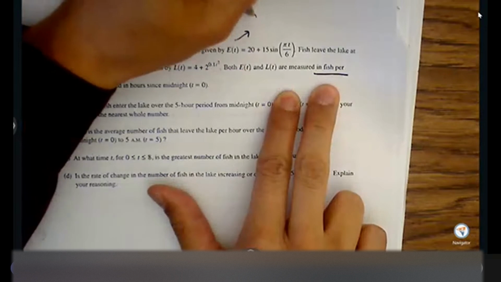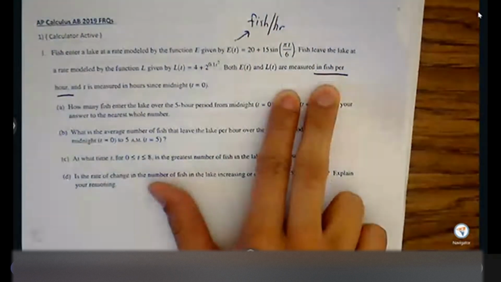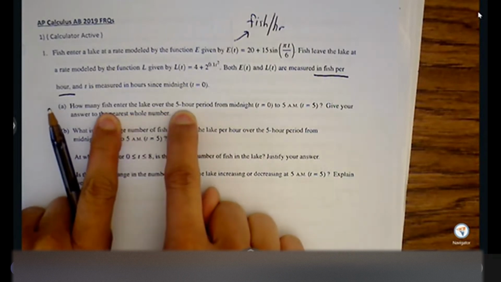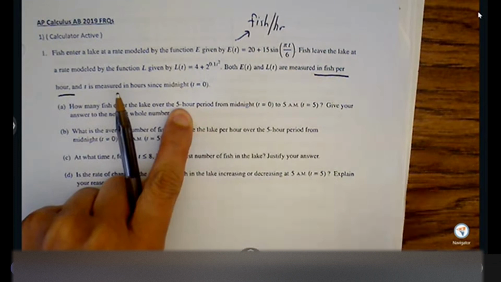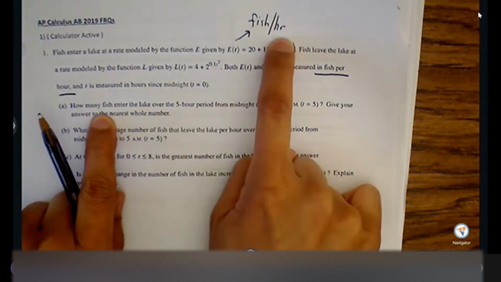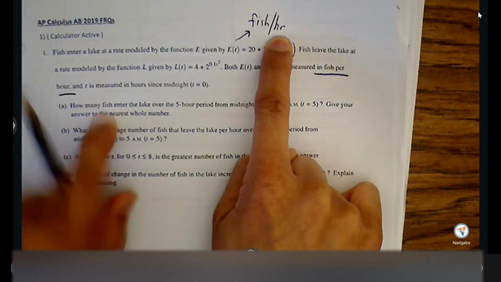All right, so these are all in terms of fish per hour. So we know that for part A, it says how many fish enter the lake over the 5-hour period. If we just enter 5 into E of t, that's not good enough, right? Then what we're getting in return is the rate at which fish is coming in at the 5th hour. But we want to accumulate the number of fish over that period of time. We're going to have to change that unit of measure. We're going to involve taking the integral.